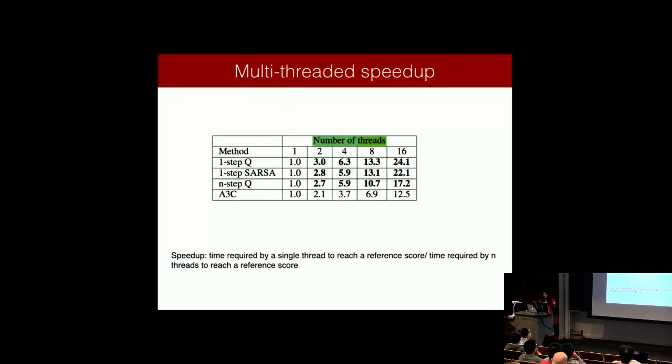Here is the speedup. How is the speedup defined? The time required for a single thread to reach a reference score of the game, averaged across multiple games, divided by the time required by n threads. Ideally, the more threads, the higher the speedup, right? And the whole grail in those asynchronous methods is to show that you scale very well, and the more threads you put, you see ideally a linear increase in performance, and usually this doesn't happen because at some point the communication between the agents becomes a bottleneck, okay?